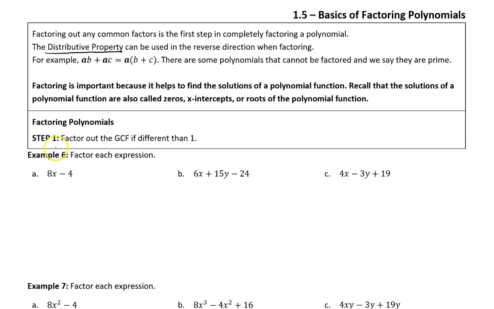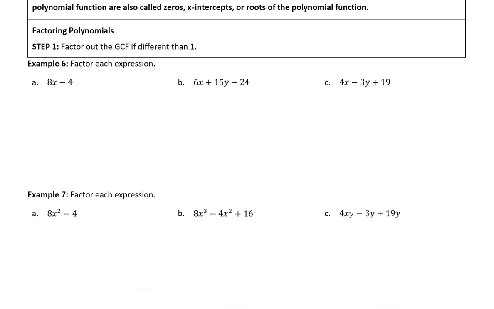The first step we're going to take in any one of our factoring problems is to look for that GCF, if, of course, it's different than 1. Maybe they don't have anything in common, and that's okay. But I'm always going to look out for that GCF because it makes things nice and easier. In example 6, we're asked to factor each expression, as far as possible.